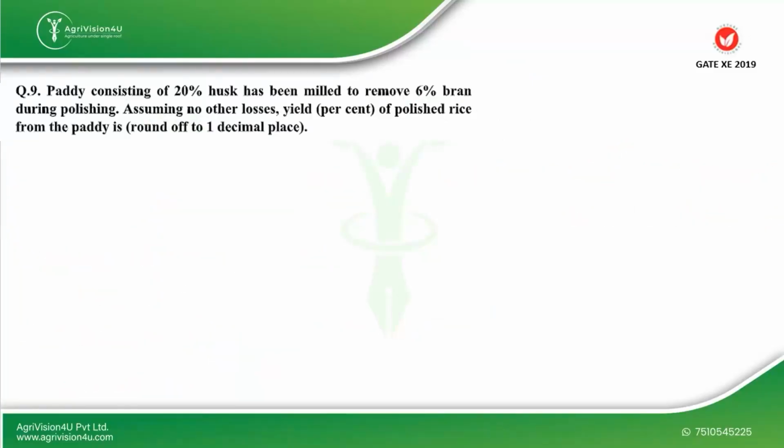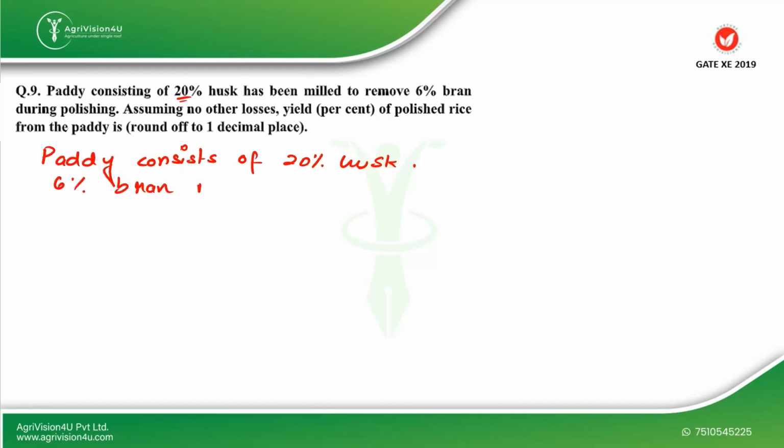Next, question number 9. Paddy consists of 20% husk, which has been milled to remove 6% bran during polishing, and no other losses are assumed. So we have to calculate the yield percent of the polished rice.